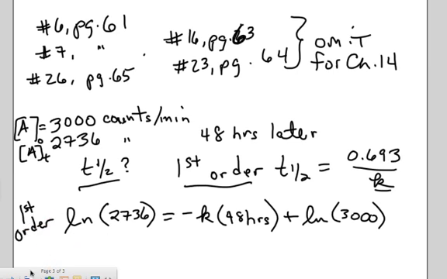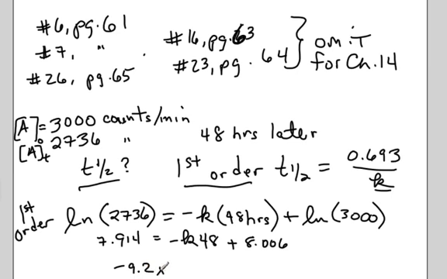All right. So, just collecting terms, doing my natural log on the calculator and so on, I get 7.914 equals minus K times 48 plus 8.006. Right? So when I subtract 8.006 from both sides, I get negative 9.2 times 10 to the minus 2 equals minus K times 48. So the negatives disappear, and K is equal to 1.92 times 10 to the minus 3.